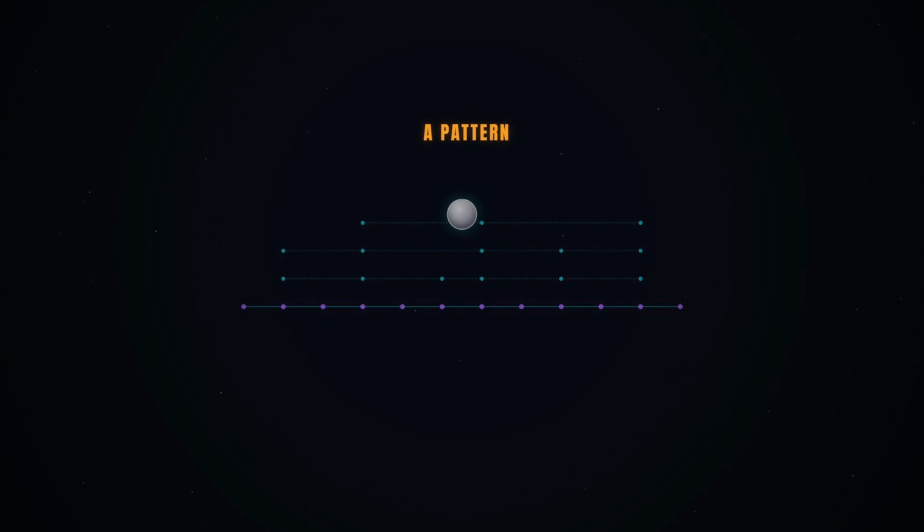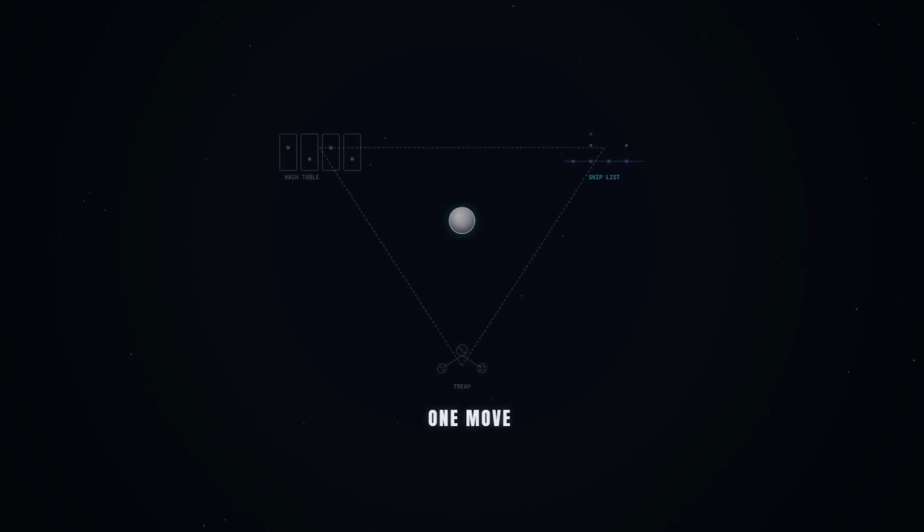One last thing. The coin wasn't a one-off. It's a pattern. Randomize an unordered set, you get a hash table. An ordered one, a skip list. A search tree's shape, a treap. 3 structures, 1 move. In computer science, randomness isn't what you settle for, it's what you reach for.